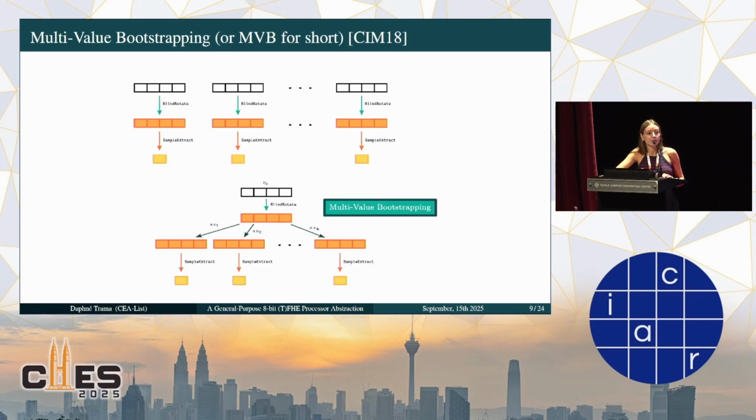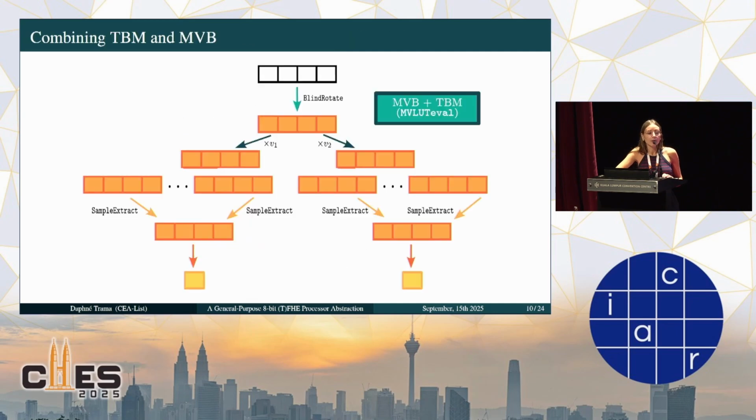But you can even go further if you want to evaluate several lookup tables on the same encrypted inputs. You can factorize each first layer of the trees and then just continue each tree sequentially. And this implementation, we call it mv_let_eval.